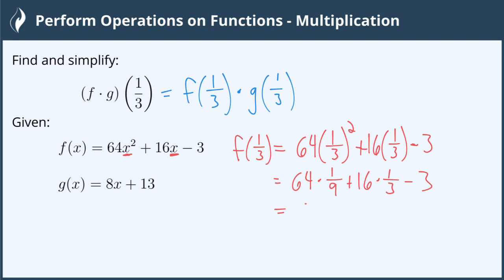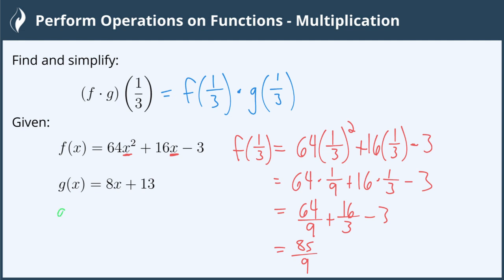64 times 1/9 is 64 ninths. Plus 16 times 1/3 is 16 thirds. And then I subtract the 3. I can find a common denominator, or I can do this in my calculator where I type in all of these and turn it into a fraction. Either way, we'll find that f of 1/3 comes out to be 85 over 9.